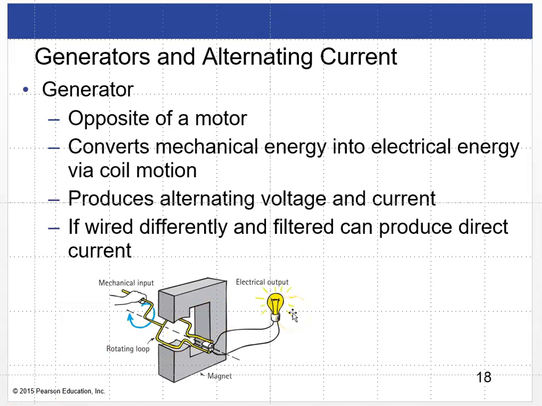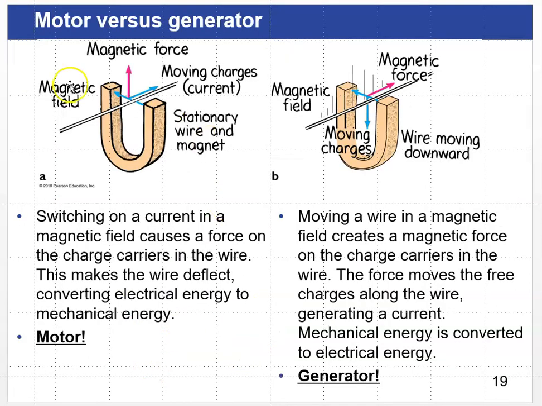A generator is basically the opposite of a motor. A generator converts mechanical energy into electrical energy via coil motion. It produces an alternating voltage or current. If it's wired differently and filtered, it can produce direct current. All generators basically produce alternating current, and all they do is filter it and wire it differently to make it direct. Now, here's the difference between a motor and a generator. A motor and generator are basically the same machine, just run in reverse.